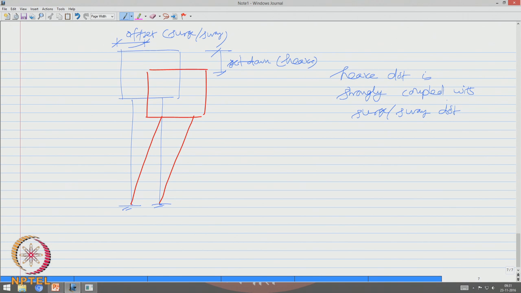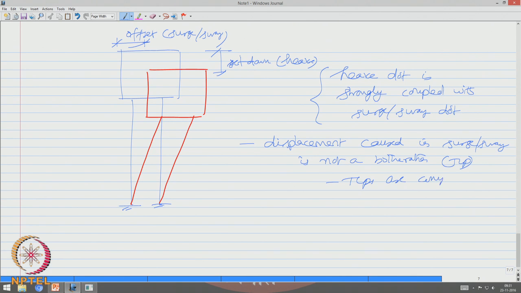Now, one may ask me a question, how is this statement important as far as analysis is concerned. We already said that any displacement caused in surge or sway is not a botheration as far as TLP is concerned, because TLPs are compliant in the horizontal plane.